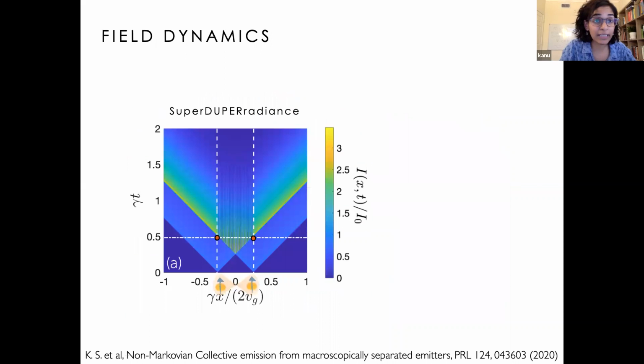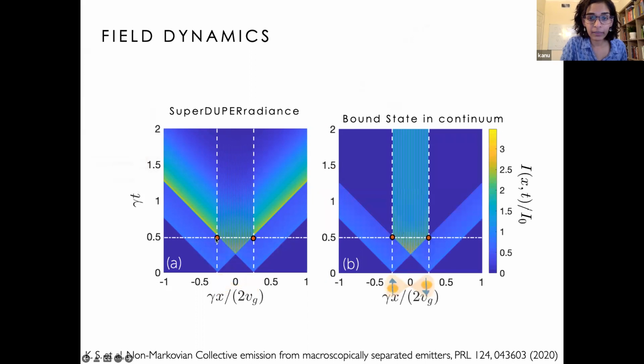And to see the dynamics from the perspective of the field, we can see here the 2 atoms emitting in a space-time diagram. So here what's going on is that the 2 atoms are located at these 2 points, and as they emit into their respective light cones, you can see the 2 light cones coming out from the atoms. When the field from one atom reaches the other, there's a strong enhancement outwards, and that's precisely the super duper radiance part.